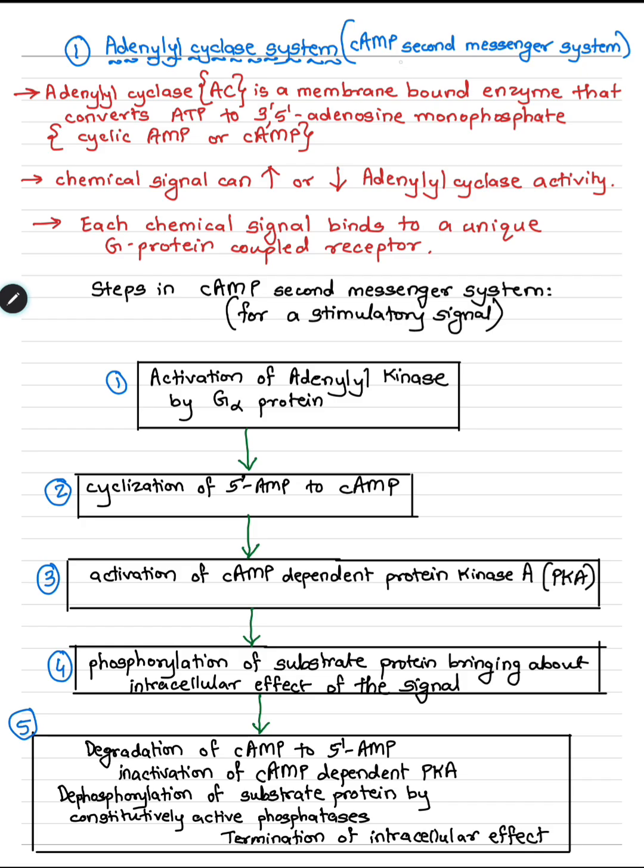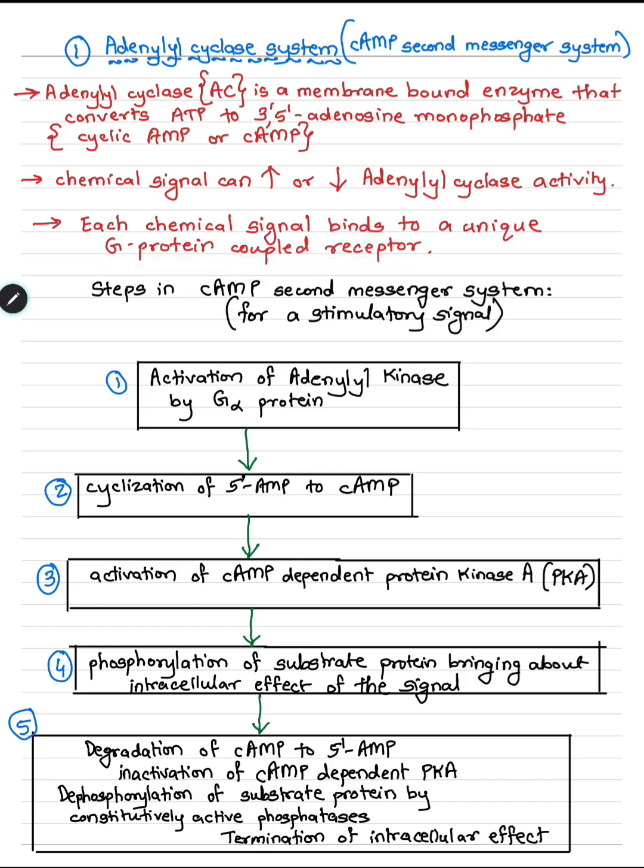The adenylyl cyclase system, or cyclic AMP second messenger system: adenylyl cyclase is a membrane-bound enzyme which converts ATP to 3',5' adenosine monophosphate, or cyclic AMP. The chemical signal, that is the hormone or neurotransmitter, can increase or decrease adenylyl cyclase activity. Each chemical signal binds to a unique G protein coupled receptor.